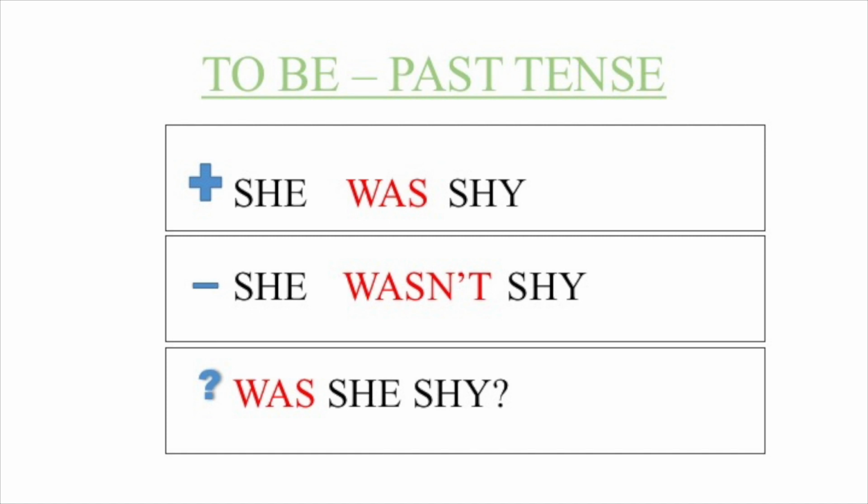Okay, she. What word do we need to complete she? Was shy. And how about the negative form? She wasn't shy. So who can tell me the question without looking? Was she shy? Question mark. You see? We just rearranged the first and second words from the positive statement. She was shy. She wasn't shy. Was she shy?